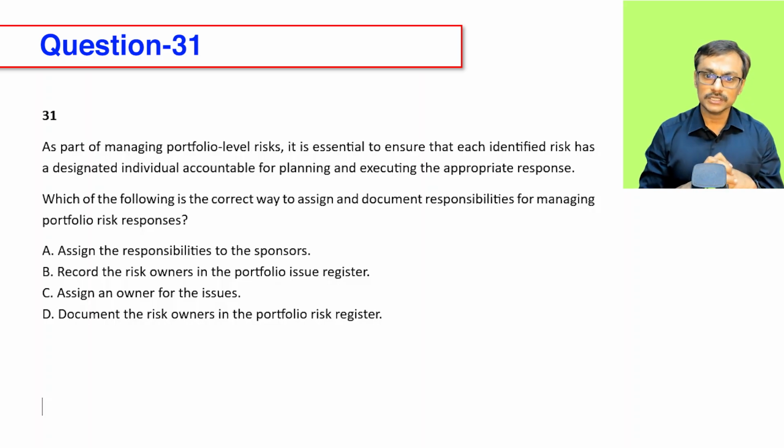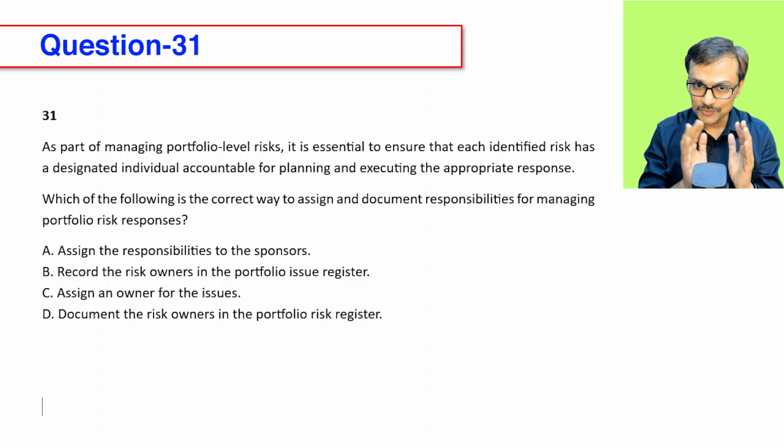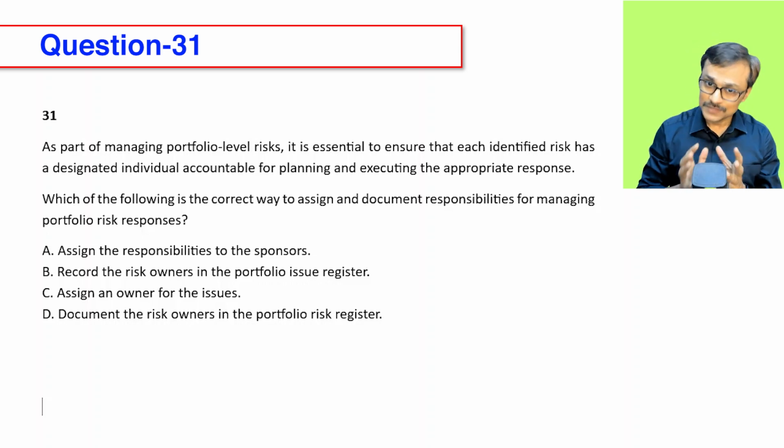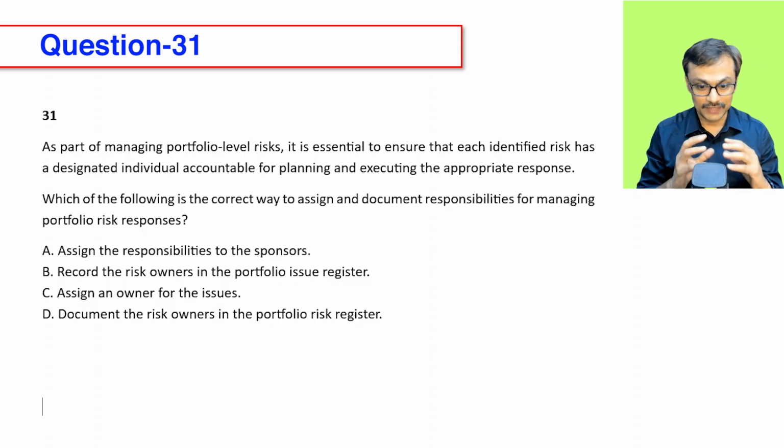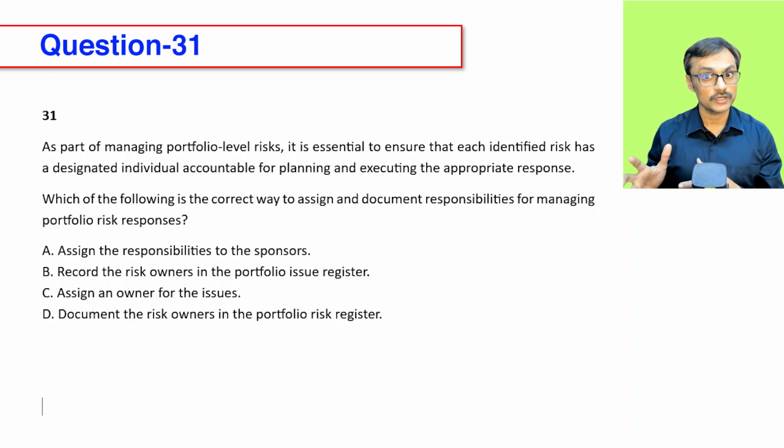Record the risk owner in the portfolio issue register. Yeah, so you know, the difference between issue and risk still helps. Yeah, and you know that whenever something is happening, it's an issue, and you should be looking for issue log or issue register kind of stuff. And when you have an uncertain event, a risk, then you need to look for risk register. So definitely option 2 does not make sense.